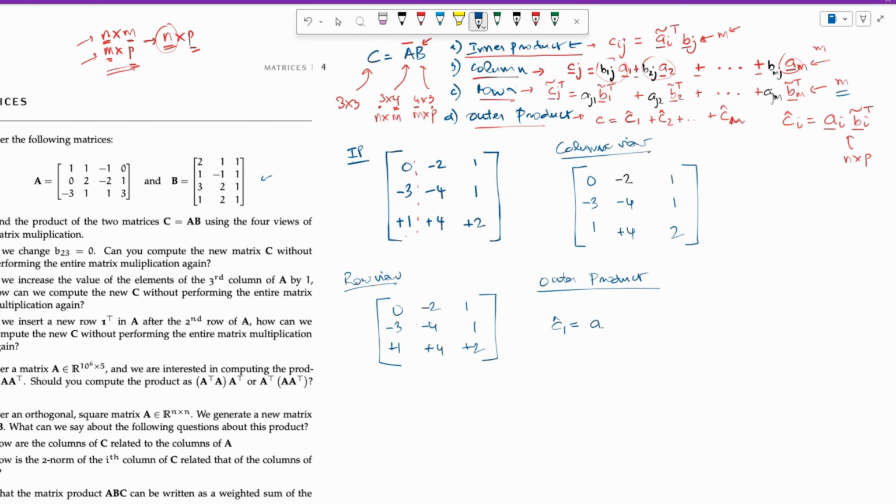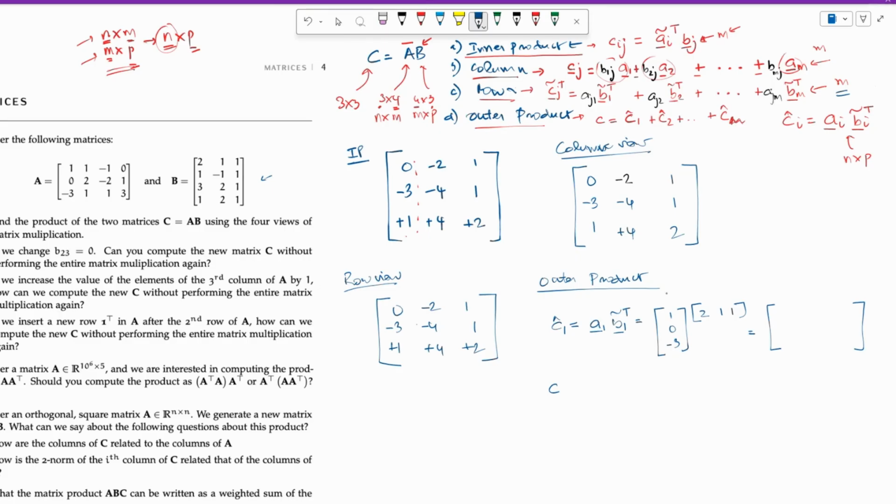First one is given by, you take the first column of A, first row of B, and this should give you the first of the outer product matrices. This will be what? 1, 0, minus 3, multiplied by 2, 1, 1. What will you get? Okay, there is often a simpler way. You don't have to compute each individual element. You can think of the outer product in 2 ways. The columns of, well, it's the same as matrix multiplication, right?